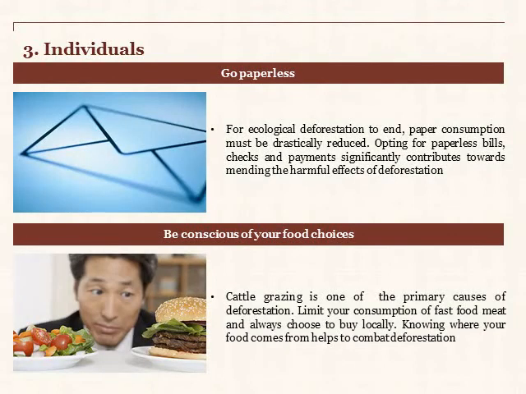Also, paperless work: individuals can go for paperless work. Using paperless work, of course, the use of paper will reduce, and if the use of paper reduces, it will definitely lead to reduced deforestation. Also, being conscious of food choices, because cattle grazing is one of the primary causes of deforestation. So if we limit the consumption of fast food meat and always choose to buy locally, knowing where your food comes from, it will also help to combat deforestation.